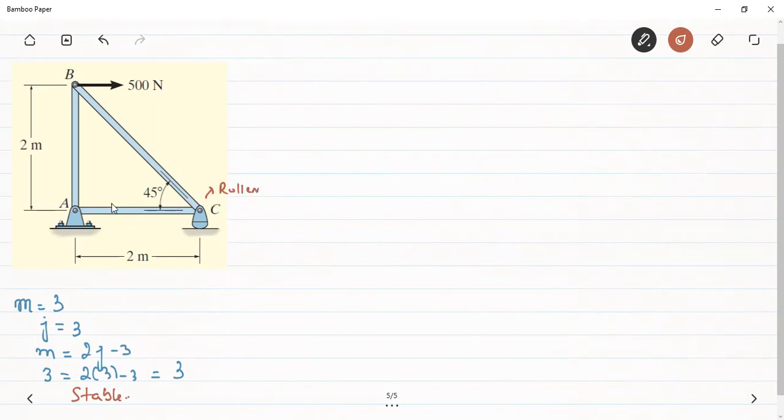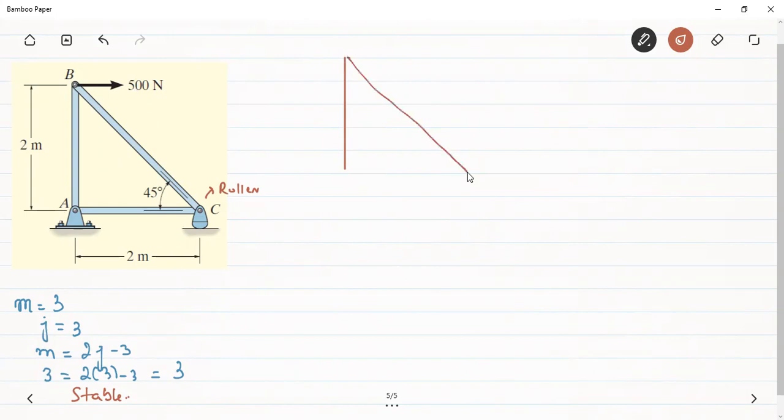So we'll have 1 reaction here and 2 reactions at support A. Therefore, we will have 3 reactions, and we can use the equilibrium of a rigid body. That is, for that we have 3 equations. We can find out the support reactions. Okay. So let's first of all draw the free body diagram of the truss, assuming the truss to be a rigid body.